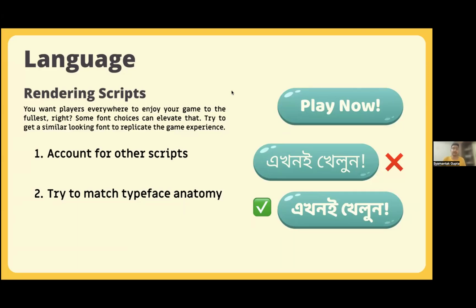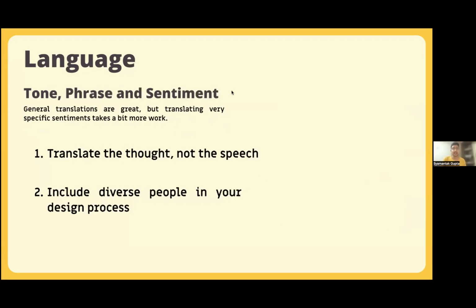First is language, right? Whenever you're rendering scripts, you have certain typographic decisions that went into the original interface. Try and carry that forwards into the font that you use for the localized language, because that carries certain personality, certain expression, which should be accessible. And when you're translating something, it's better to translate the thought rather than just directly translate the speech, because so many nuances don't really translate well, right? And the best way to do that is honestly talk to the people who speak that tongue, bring them in.